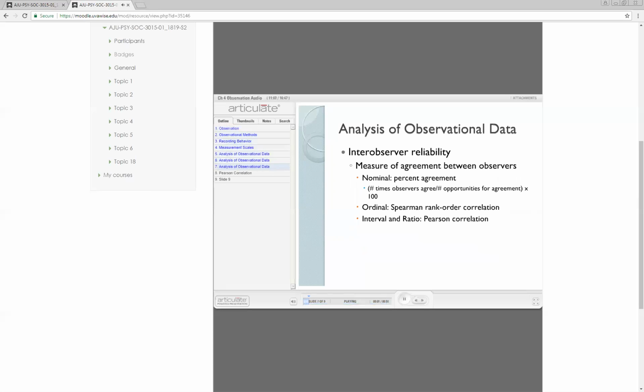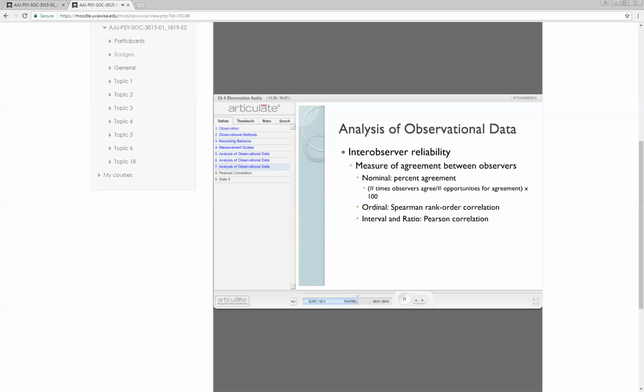Inter-observer reliability is another important thing to consider with observational data. Remember that reliability has to do with the consistency in the data, and with inter-observer reliability, what we're asking is, do independent observers who are watching the same behavior record the event in the same way? So we need to have some kind of measure of the agreement between observers so we know how good we are at agreeing on a specific behavior.